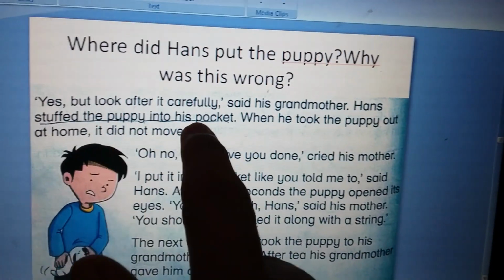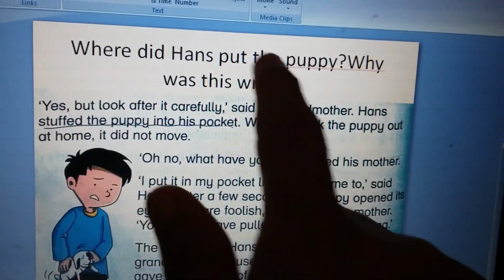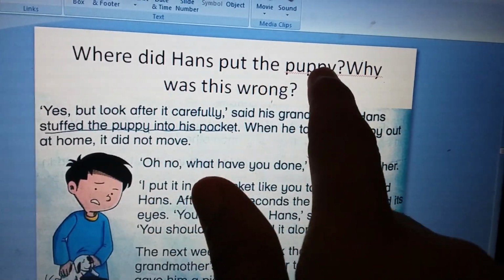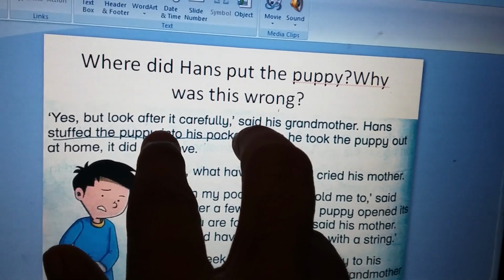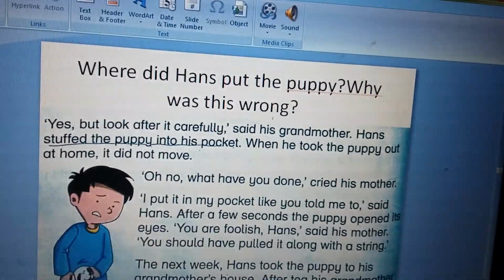Next is, where did Hans put the puppy? He put the puppy into his pocket. Hans put the puppy into his pocket. Just take these words to complete your first answer.